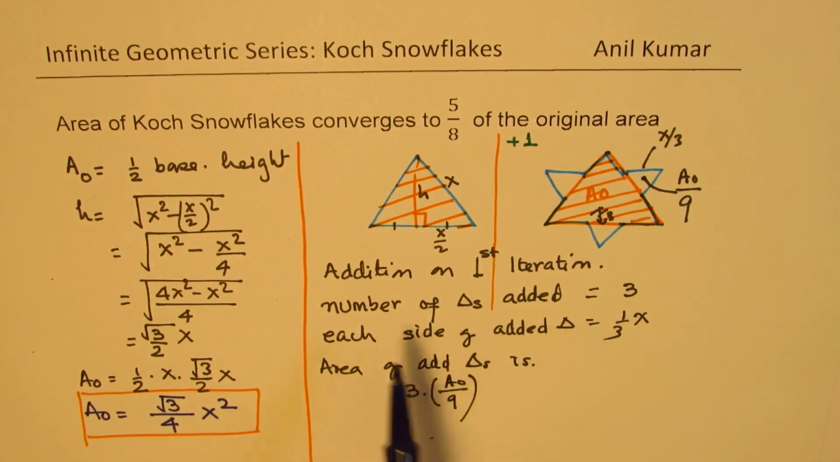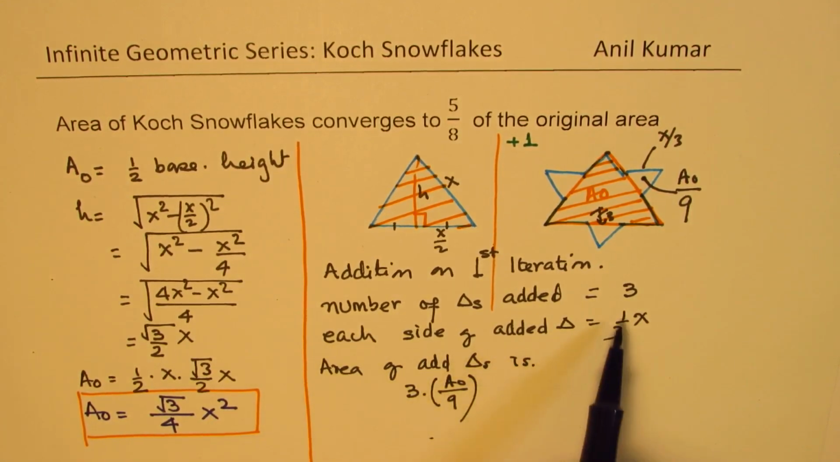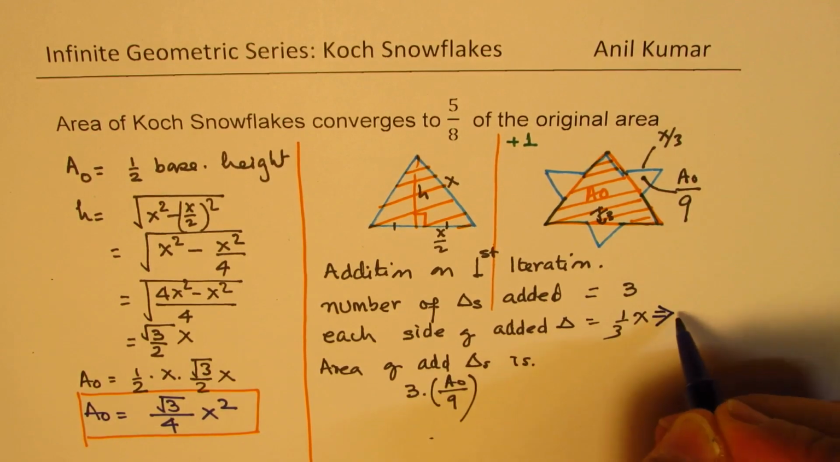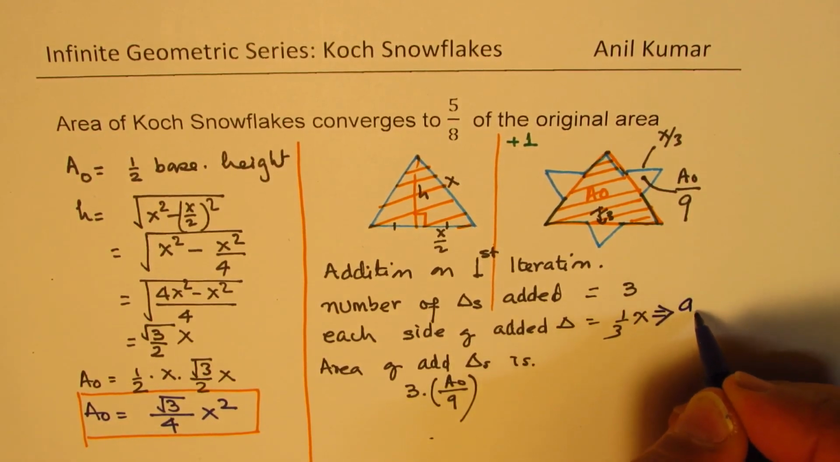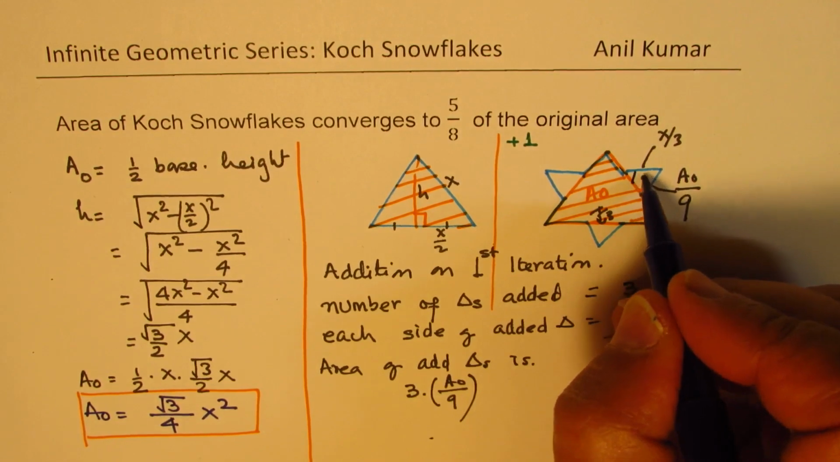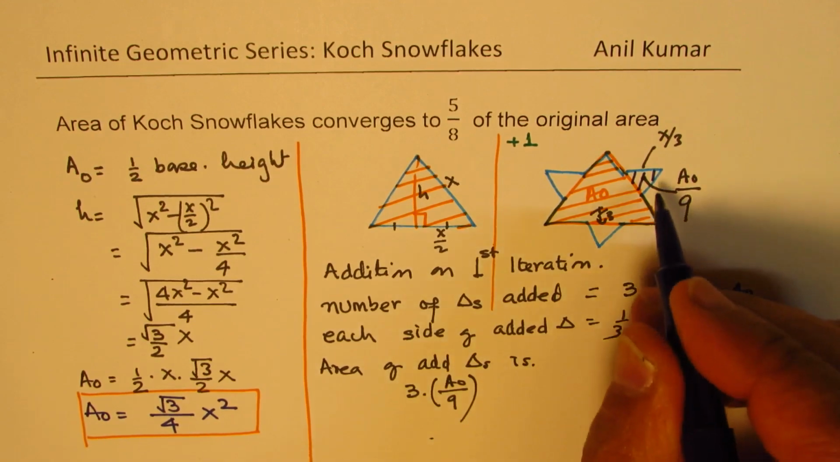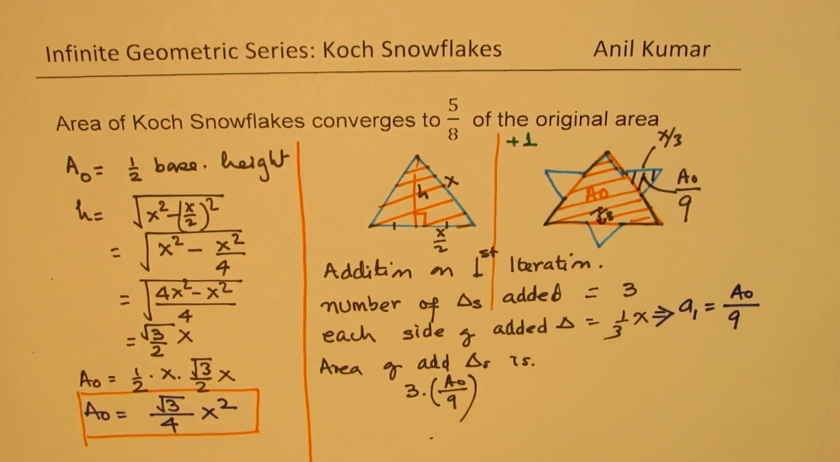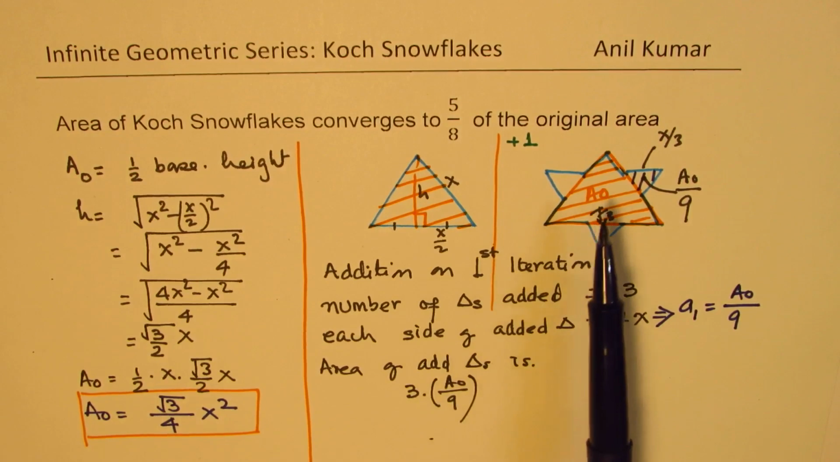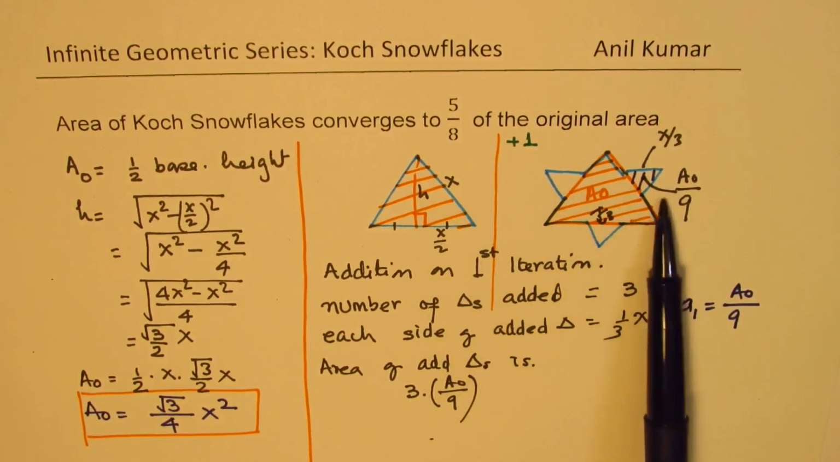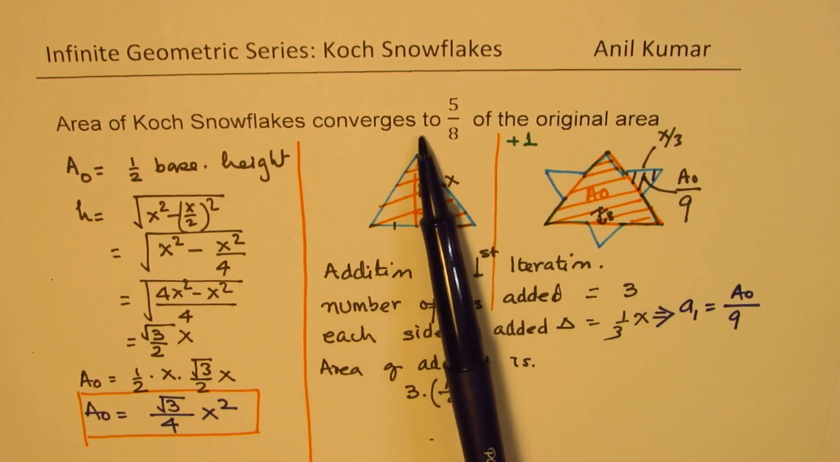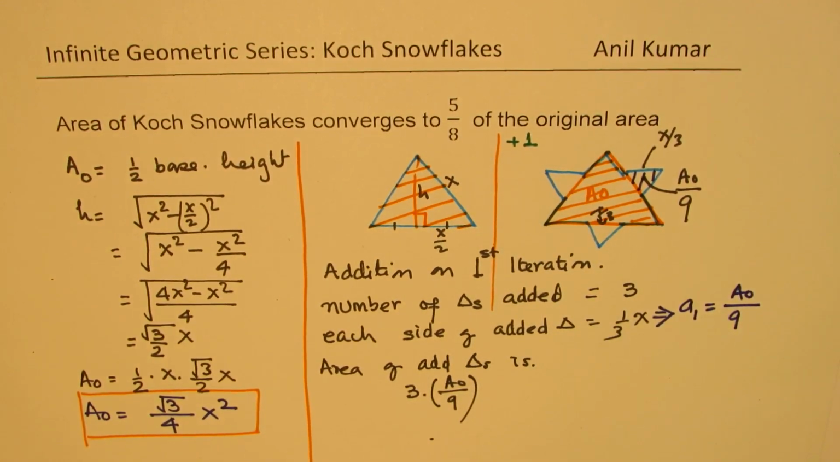How did we find that? Since each side is 1/3, that implies what? Each area, let me call that area 1, is equal to the total area A0 over 3 square, which is 9. Correct? So we got a formula with which we can work out the general formula for the added triangles area and then solve for the infinite series. You get the idea. So with this concept, now we are going to move on.